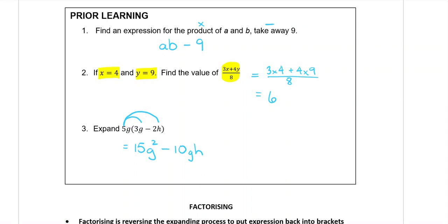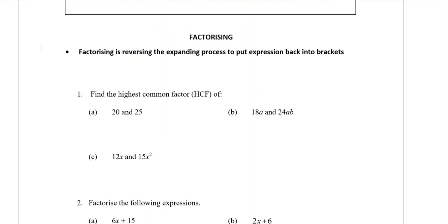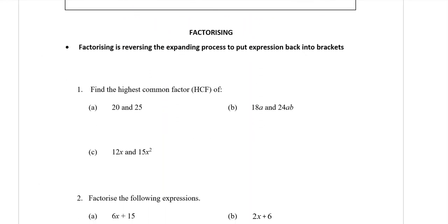So that question number 3, when we were expanding, factorising is the reverse of that. It is taking 2 terms, bringing out a common factor, and putting things into brackets. So that's what this says down here. Factorising is the reverse of the expanding process, to put an expression back into brackets. To do this, we have to be able to find the highest common factor. Back in the beginning of the year, we practiced doing this with integers, which is still going to be the same here for the number part of our question, but we may also have some letter factors as well.